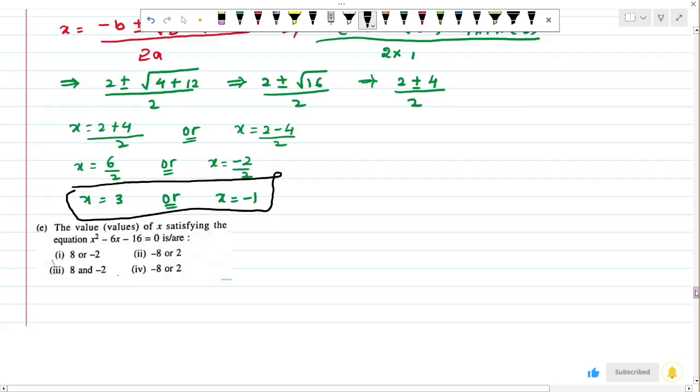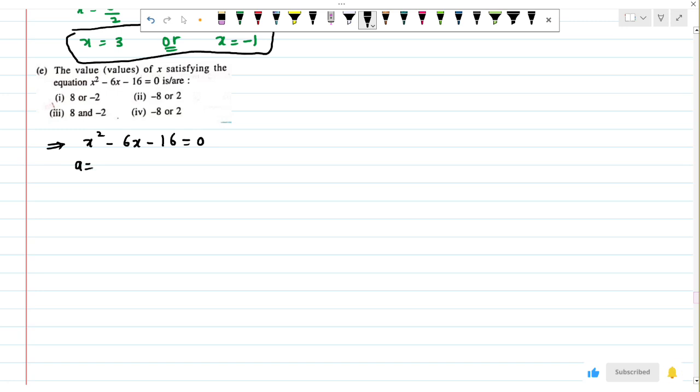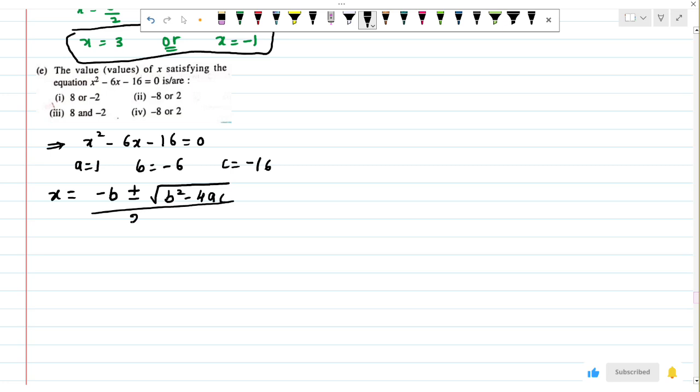We will move to the next question, that is the eighth question. The values of x satisfying the equation. I'll write down the equation: x square minus 6x minus 16 is equal to 0. So now I'll write the values of a as 1, b as minus 6 and c as minus 16. Now I'll write the formula: x is equal to minus b plus or minus root of b square minus 4ac divided by 2a.